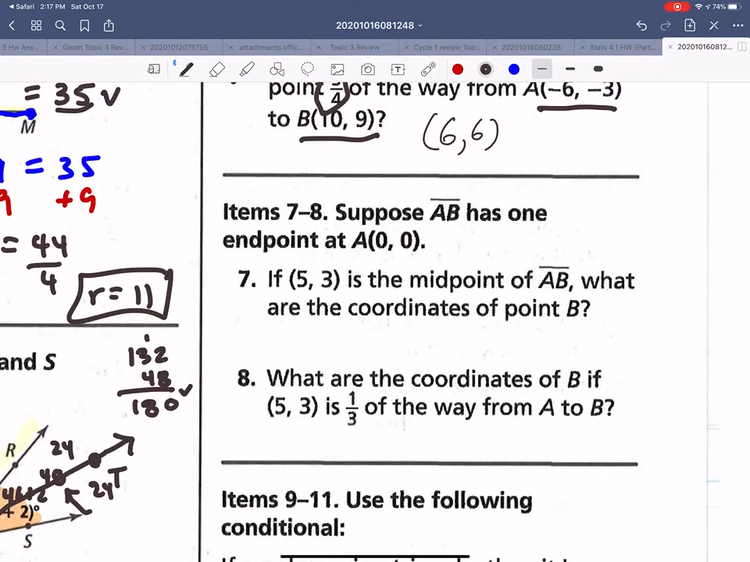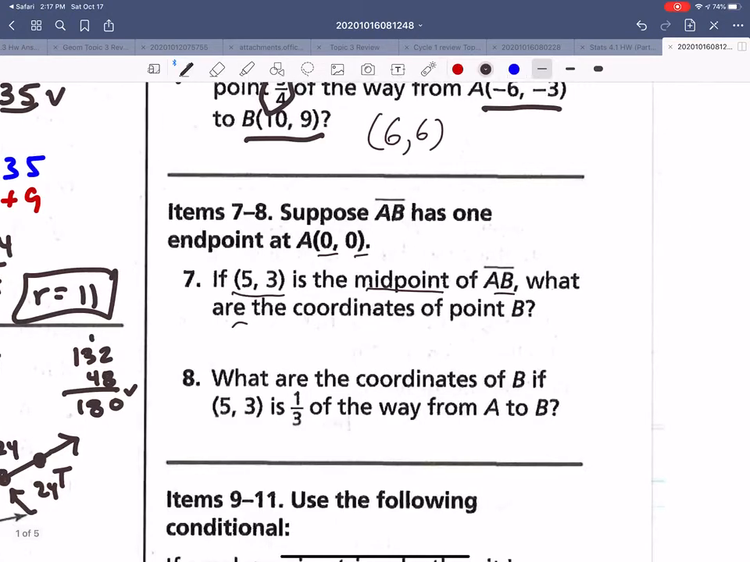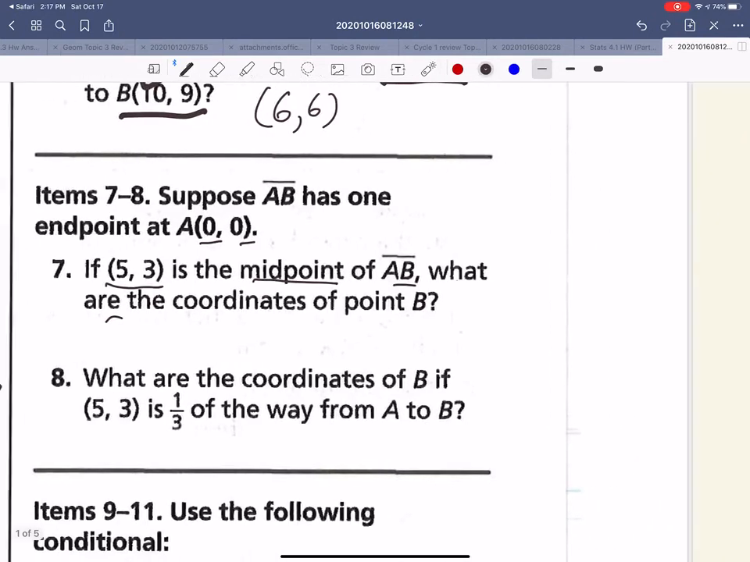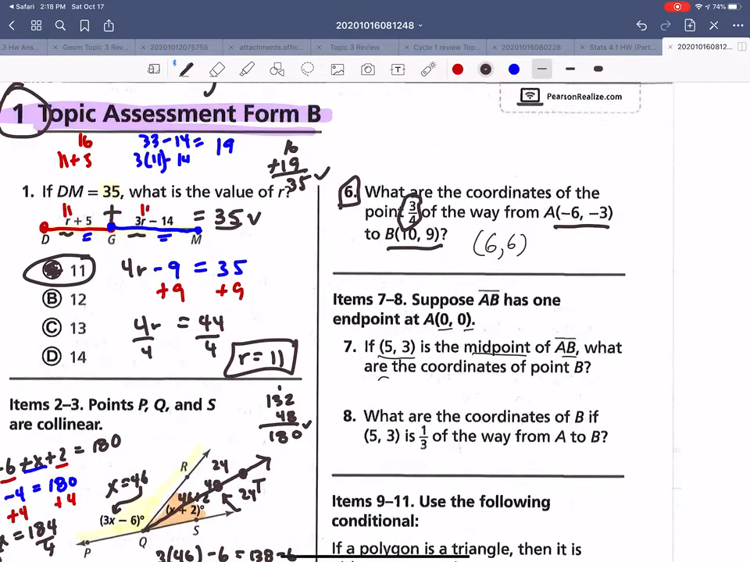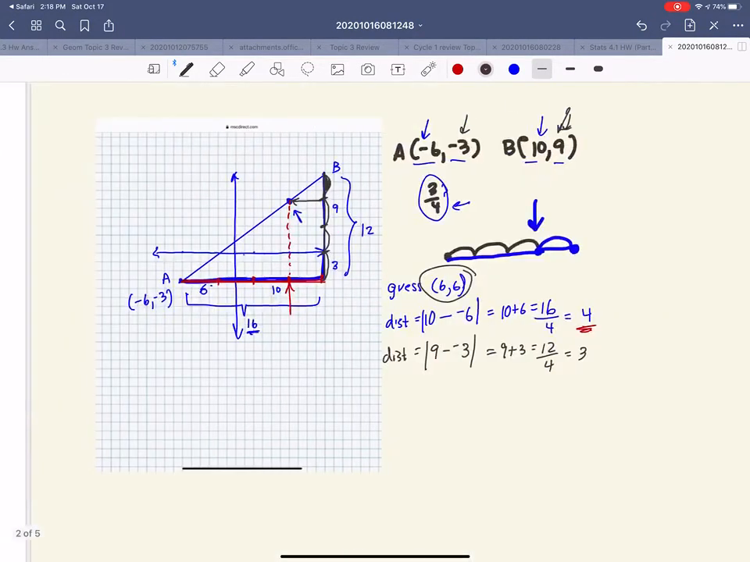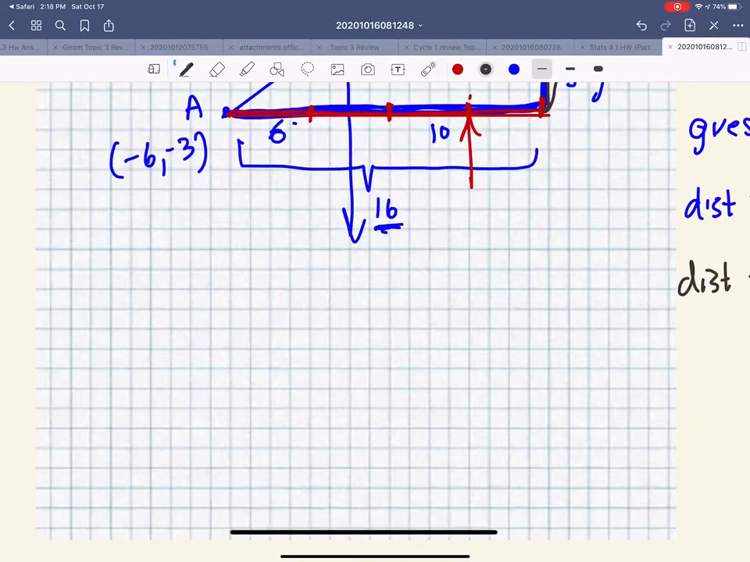Suppose AB has one endpoint at (0, 0). If (5, 3) is the midpoint of AB, what are the coordinates of point B? Okay, so again, it might be helpful to graph this. So (0, 0), and (5, 3) is the midpoint. Okay, so we have (0, 0), right? And (5, 3) is the midpoint.